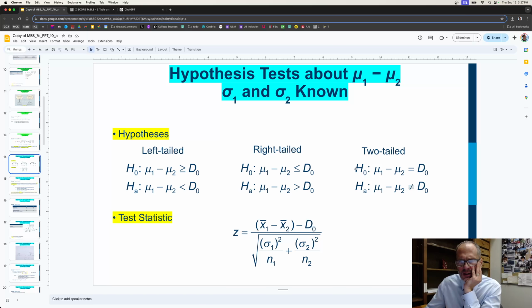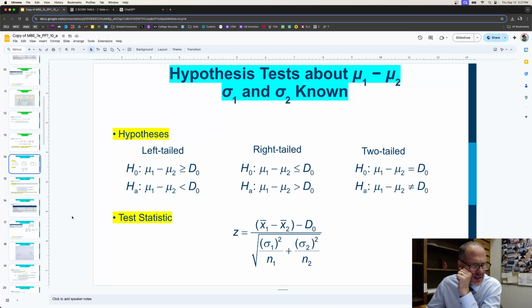Here our null hypothesis is that the difference between these two means is equal to D sub 0, which is 0, and the alternative is that the difference is not equal to D sub 0. To calculate this, we're going to use Z. I love it. I understand Z, the Z table, comfortable to work in it. So here we have this formula.